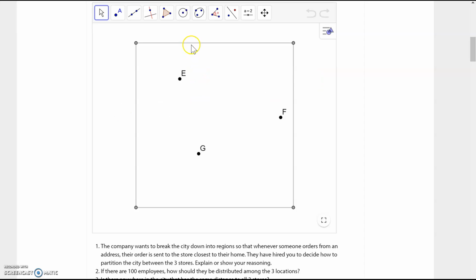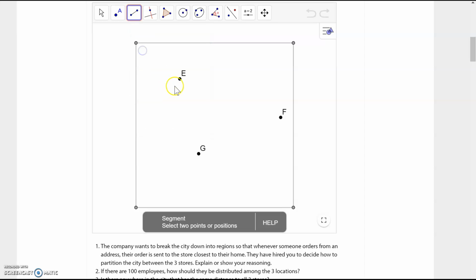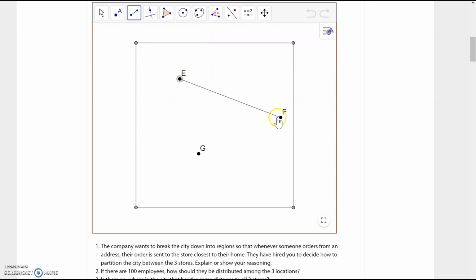divide this up. So what I'm going to do is connect these points using the segment tool. And notice what I've created here is a triangle. Not surprising. Now what we want to do is create the perpendicular bisector between E and G.